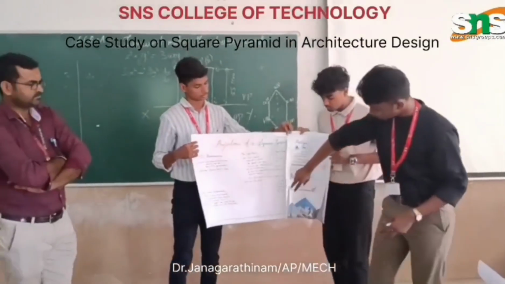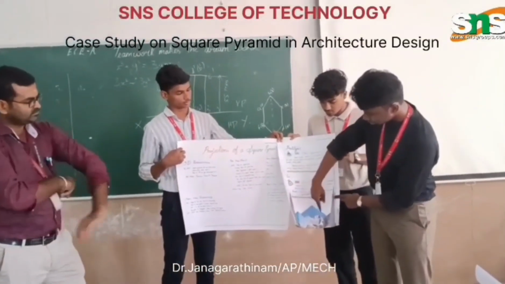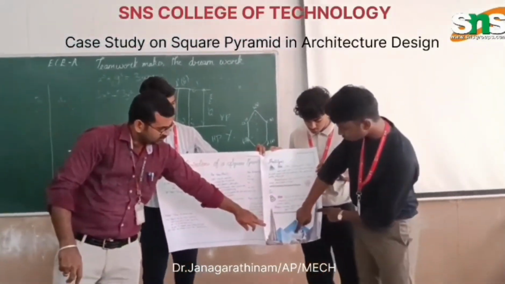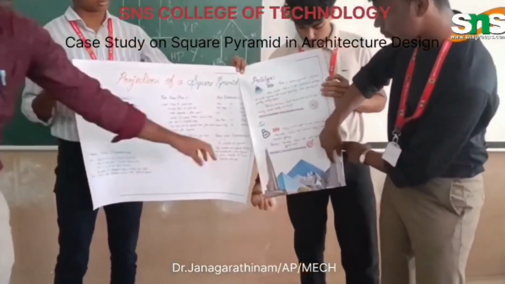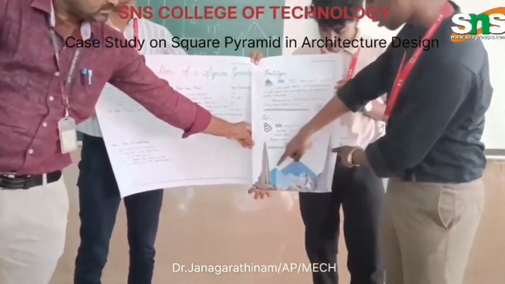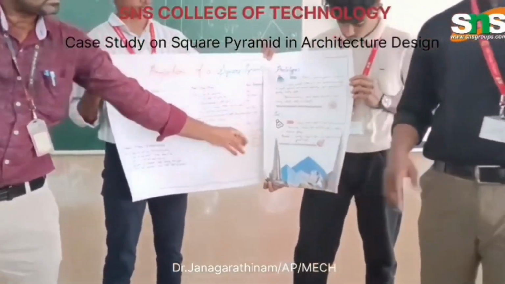This is the Khafre pyramid, and here are a few other pyramids. This is the Louvre pyramid, and this is Memphis, and there are also other pyramids in modern buildings.